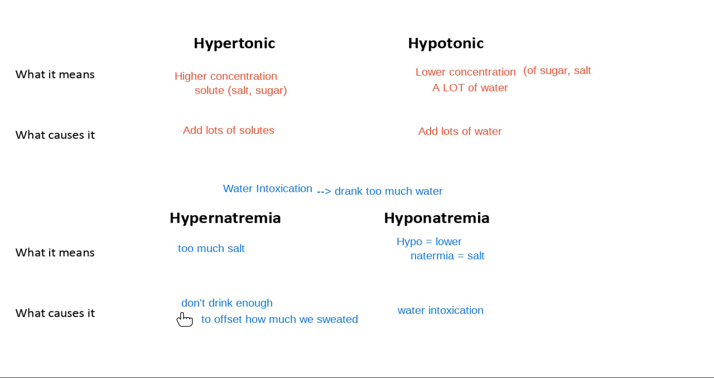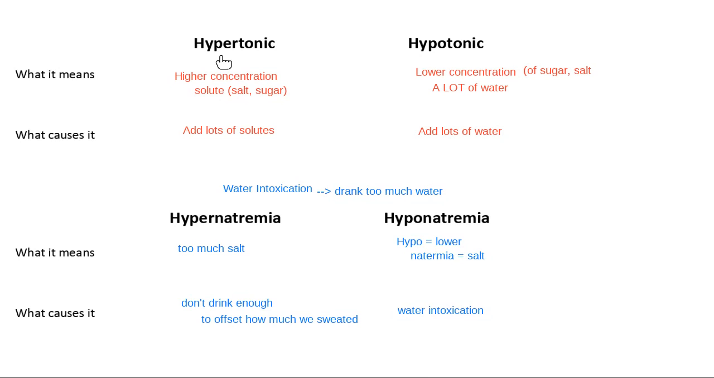If you don't drink enough water, we're constantly sweating. We're constantly losing water through our sweat and through urine. Yeah, you might be right, Gloria. It might just be sweat, how much we sweat. Who knows? Not enough coffee today. If we don't drink enough to offset how much water we lost when we were sweating, it ends up looking like we have too much salt.